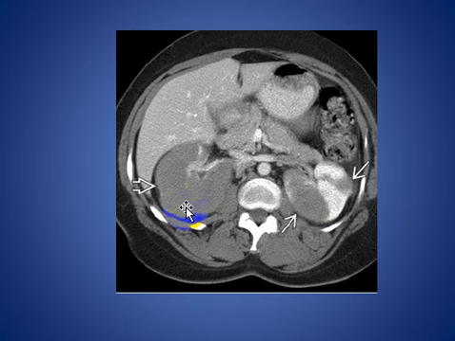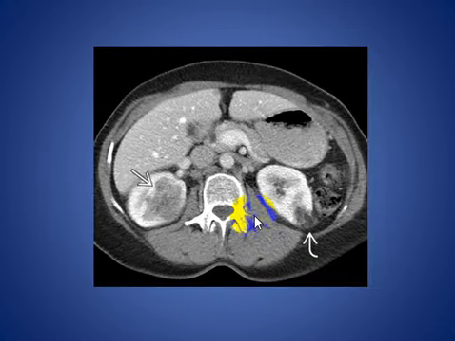Here you see multiple mass lesions involving both kidneys, more on the right side, and biopsy confirmed B-cell non-Hodgkin lymphoma. Here is another patient with angiomyolipoma on the left side and a mass lesion on the right side confirmed to be metastasis from lung cancer.